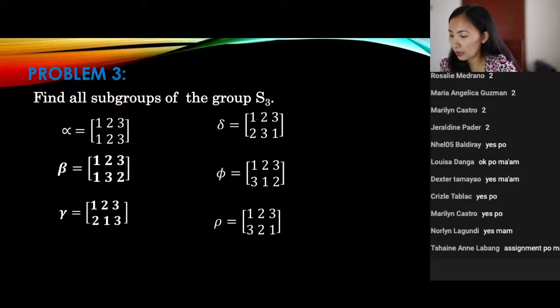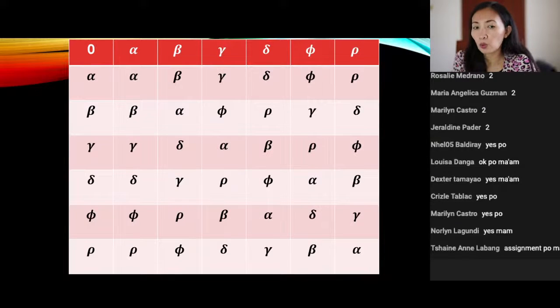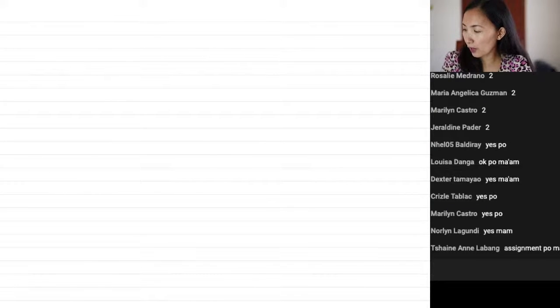Okay, so let's go back. We need this table for us to generate the subgroups. Remember how we generated the subgroup of the additive group Z sub 6? We added, or we pick out one element of Z sub 6 and operate it unto itself for several times. For the previous example, the operation is addition modulo 6. But here, our operation is the composition of functions. Composition. So, let's list down first the elements of our group.